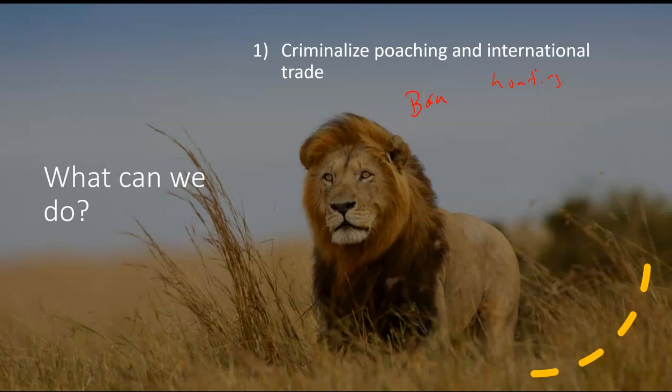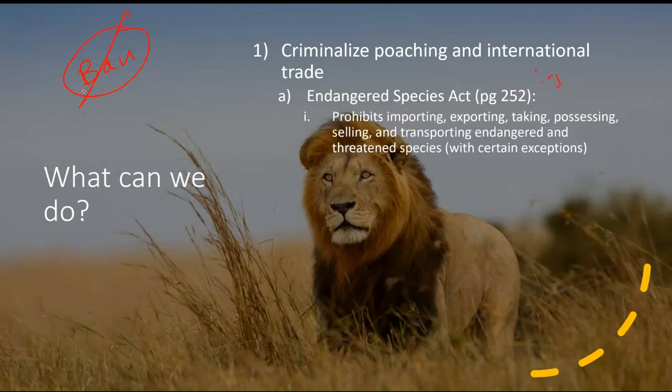So it's not enough, and this is a big hint here, to just say ban. We're going to criminalize by legislation. So here in the U.S., we have what is called the Endangered Species Act. Basically, the Endangered Species Act has legal teeth to it. It prohibits importing, exporting, taking, possessing, selling, and transporting endangered and threatened species. This is in the United States, by the way.